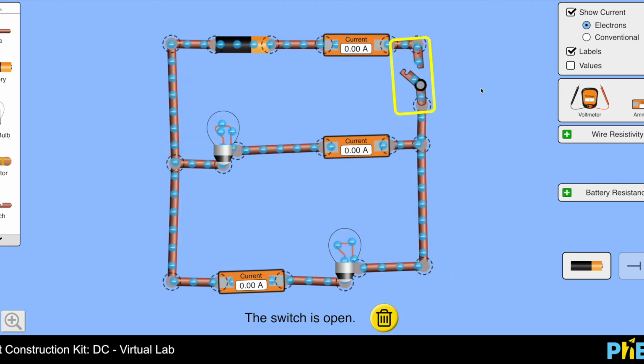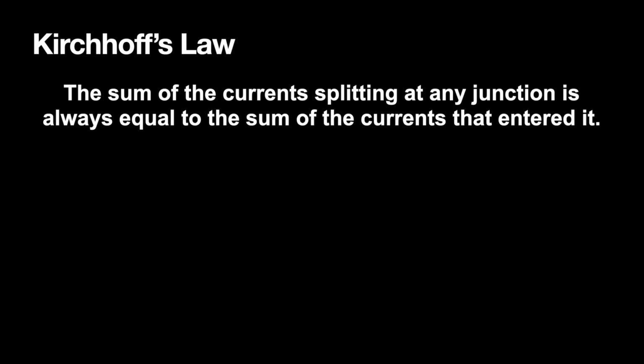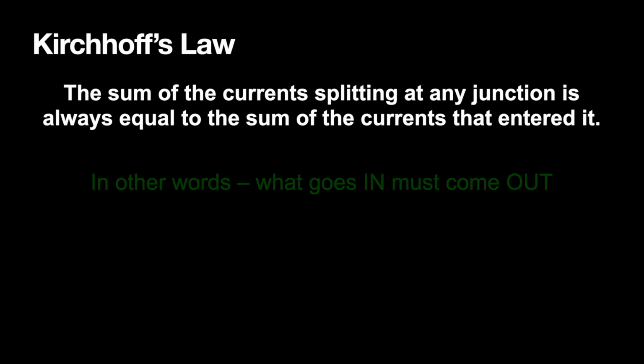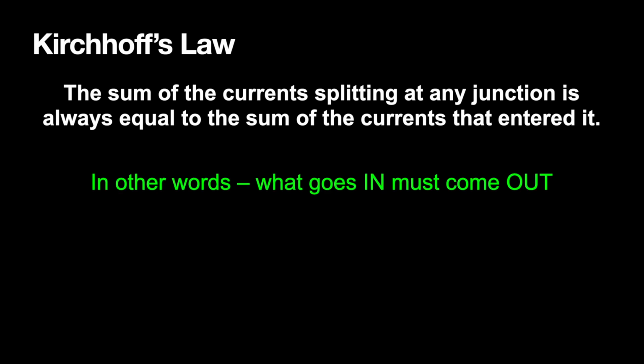What we just saw is a great example of Kirchhoff's law. This states that the sum of the currents splitting at any junction is equal to the sum of the currents that entered it. Let's take a look at what that means. Really, it's what goes in must come out.